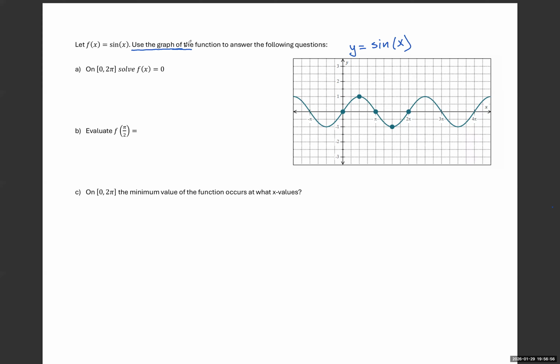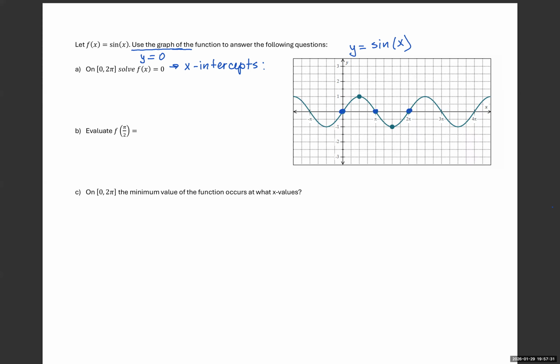Now, we're solving it just using the graph, so you need to understand what f(x) = 0 actually means. Well, since f(x) is equivalent to y, f(x) = 0 means y = 0, so what we're doing is looking for the x-intercepts. And y = 0 right here, right here, right here, right here. I guess we only need to go to 2π, so that last one is not needed for us.